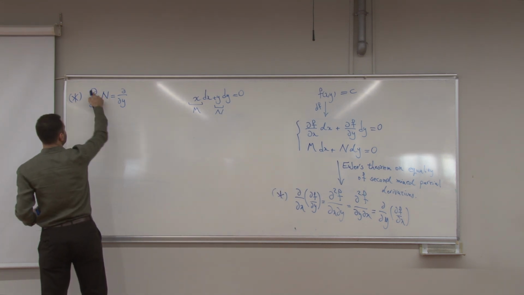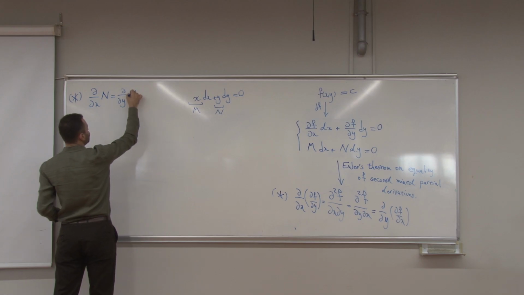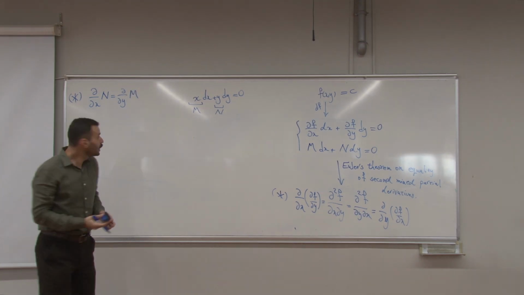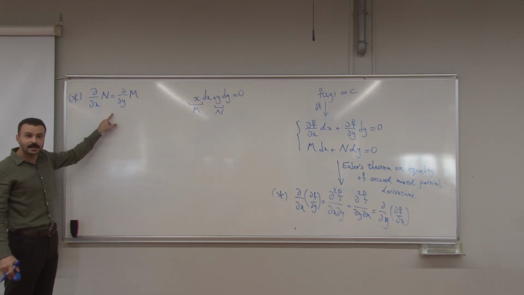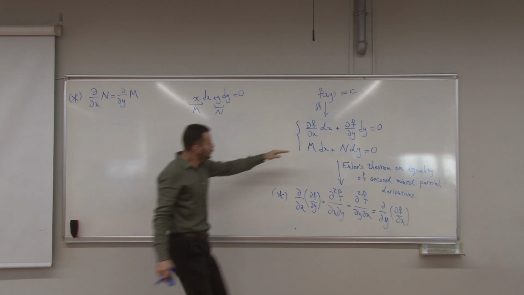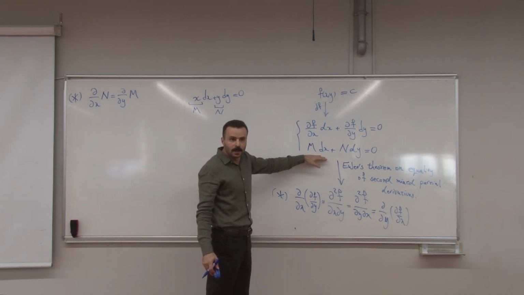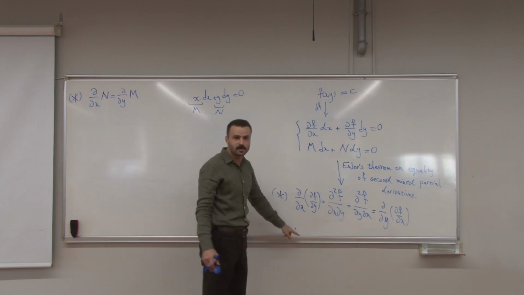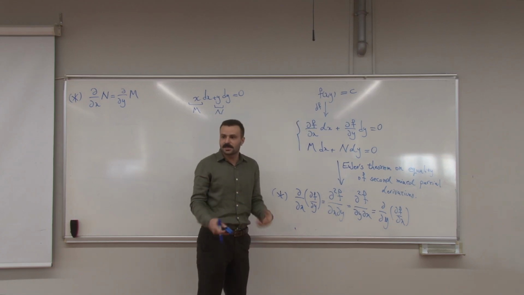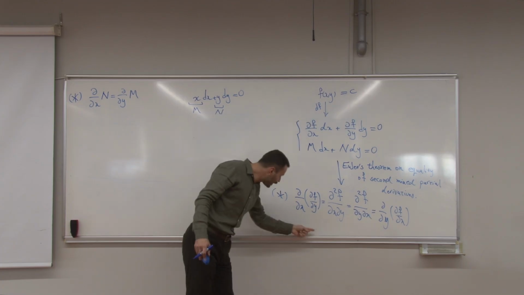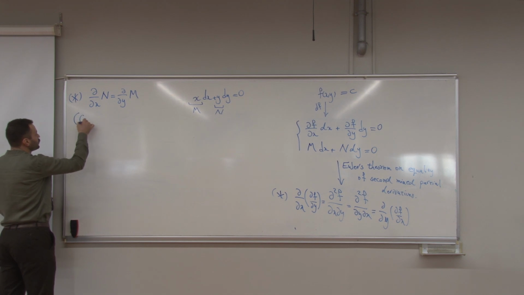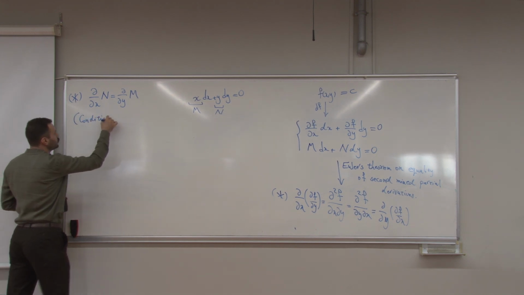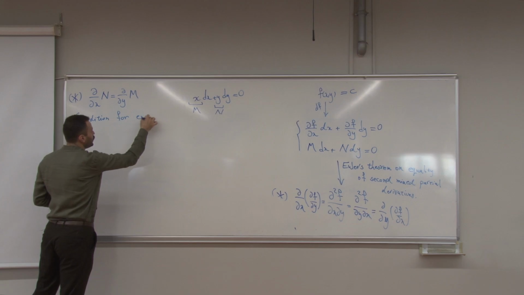So from n, I need to take the derivative with respect to x, and from m, I need to take the derivative with respect to y. If this equality is satisfied, I can say that this equation is exact. Which means that maybe there was a function f such that if I take its derivative, this is going to happen. Because if there exists this kind of a function f, then I know that this follows. So this is the condition for exactness.